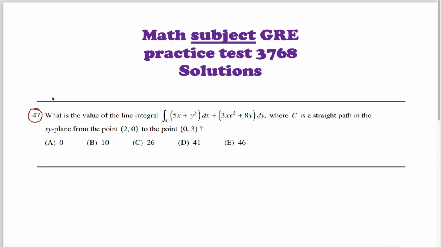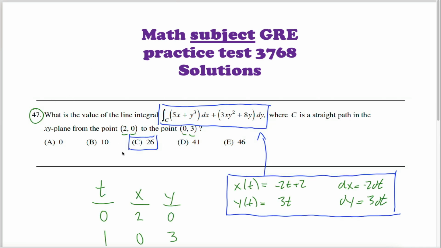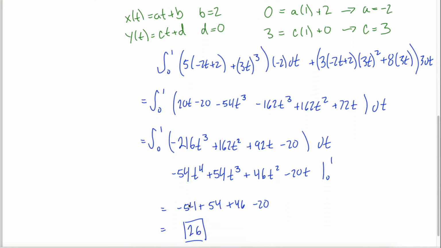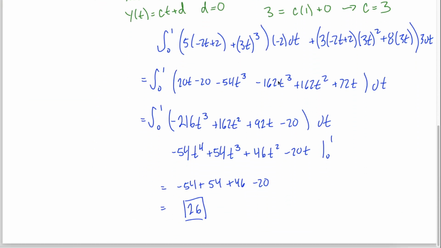All right, question 47. This is actually my second attempt at question 47. Here was my original solution to question 47. I ended up getting answer C, but as you can see, the work got a little bit ugly down here. Some of the arithmetic was a little bit annoying for a test where you're not allowed calculators.